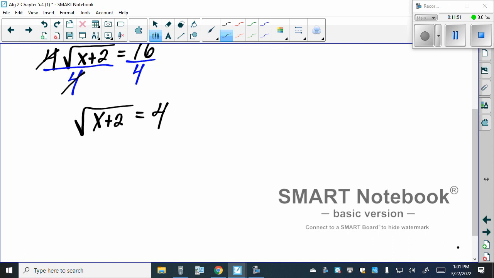Any questions on this so far? So it's not too different than what we did on the previous ones. We're just moving everything away from the radical. Is the radical by itself? Because we do have x plus 2, yes? But where is the x plus 2 located?